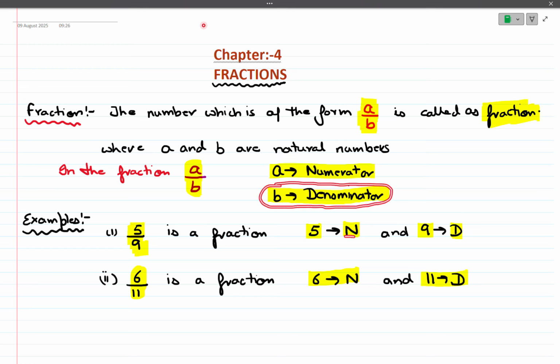The numerator can be written as n, and the denominator as d in short. In the example of the fraction 5 upon 9, 5 is the numerator and 9 is the denominator of the fraction. And the second example of the fraction is 6 over 11. In the fraction 6 over 11, 6 is the numerator and 11 is the denominator of the fraction. So this is all about the definition of the fraction of this chapter.